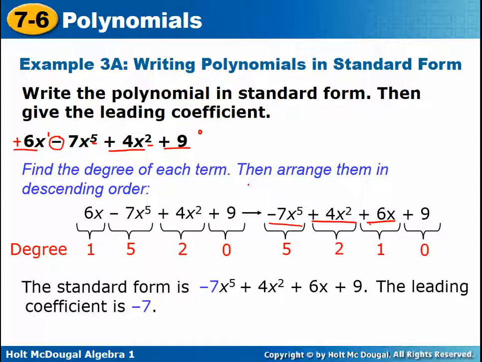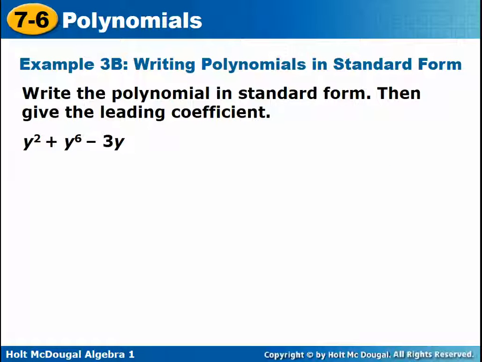The leading coefficient is the number in front of the first variable once you write it in descending order, once you write it in standard form. So the coefficient is negative 7. Not negative 7x to the 5th, not negative 7x, negative 7.